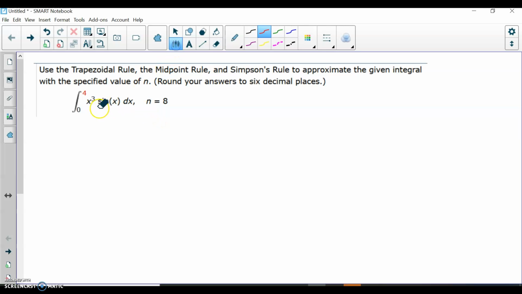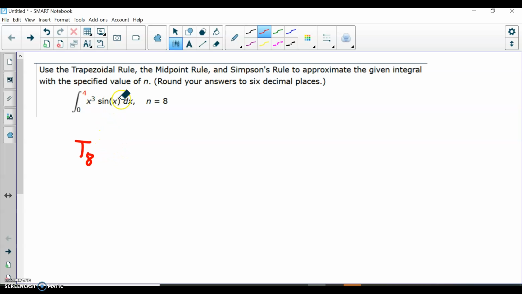All right, so we're going to approximate this definite integral with three different methods. We've got the trapezoidal rule, the midpoint rule, and Simpson's rule. And we're going to do all of them with 8 subintervals. So we'll start with the trapezoidal rule. We can write that as T sub 8, T for the trapezoidal, and then the sub 8 for the number of subintervals.